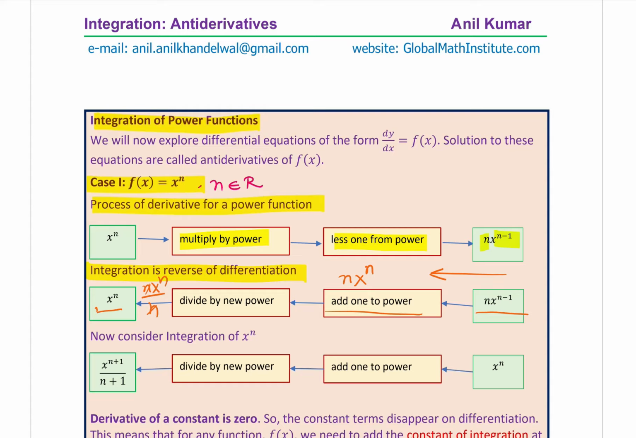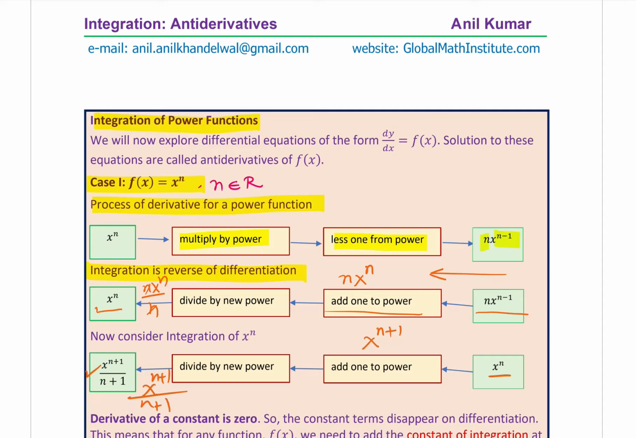Now there is only one problem, and that is that the derivative of a constant is 0, right? So that is one problem which we have to keep in mind. Now let us consider that this is the reverse operation for the power rule. In that case, if I begin with x to the power of n, then what happens? The first step is we have to add 1 to the power, so it becomes x to the power of n plus 1. And then the step is to divide by the new power. So we get x to the power of n plus 1 divided by n plus 1, which becomes the rule for integration of a power function.